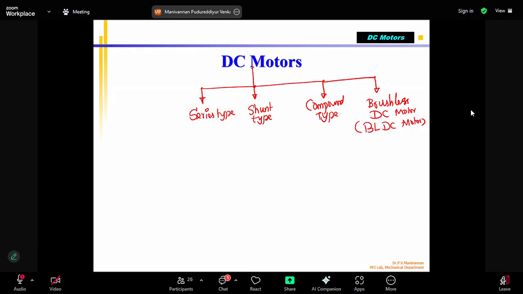Fine. Now we are going to jump into the DC motors, which are the basic motors, invented maybe around 150 or 200 years ago, because at that time AC power was not available. The only power source available was a DC power source, which is nothing but batteries.